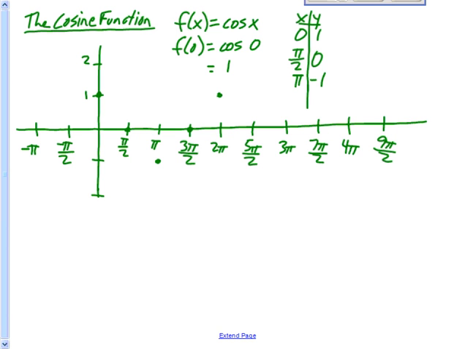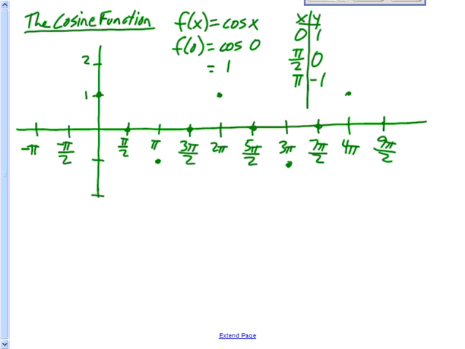Cosine of 5 pi halves, 0. So that'd be around 1s plus pi halves more. The cosine there is 0, the x value there. 3 pi, negative 1. 7 pi halves, 0. 4 pi, 1. And so on.